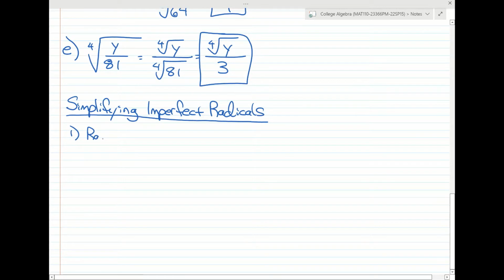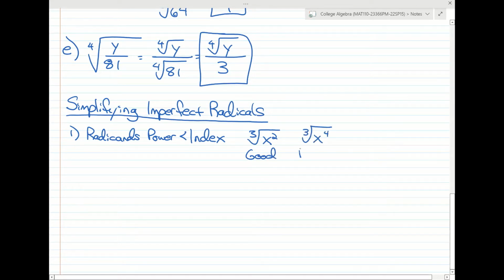The radicand's power has to be less than the index. So for example, the cubed root of x to the second is good, but the cubed root of x to the fourth is bad. That means we could simplify it more.